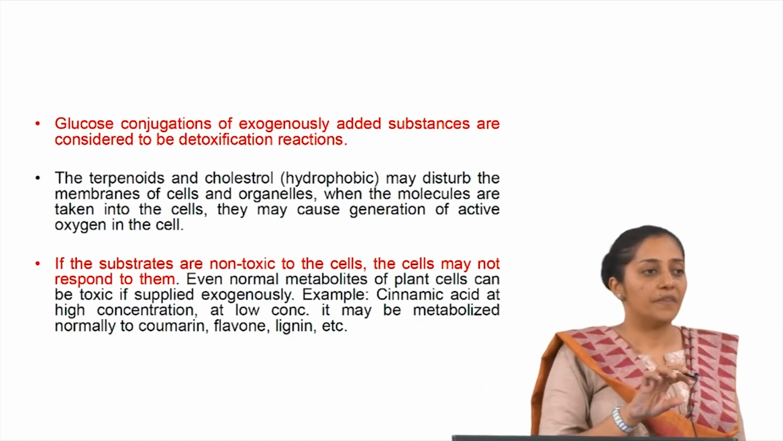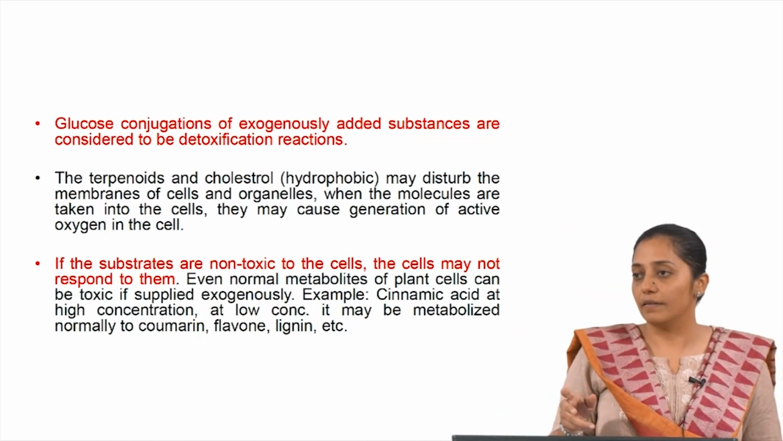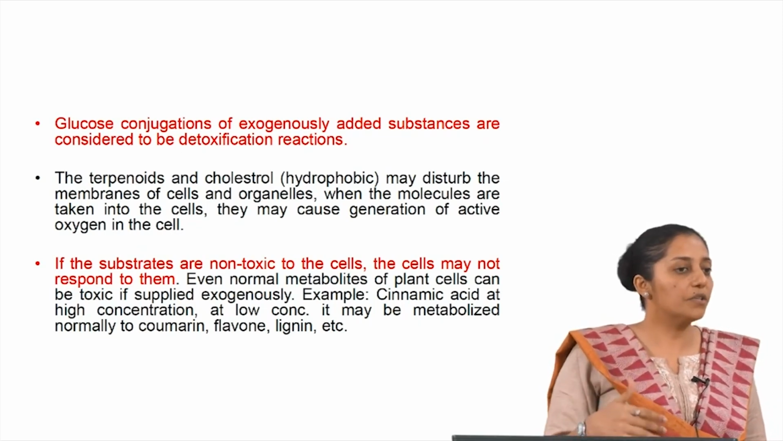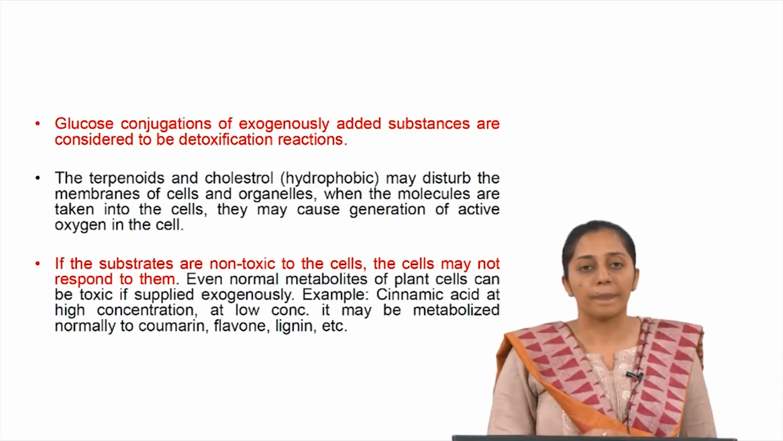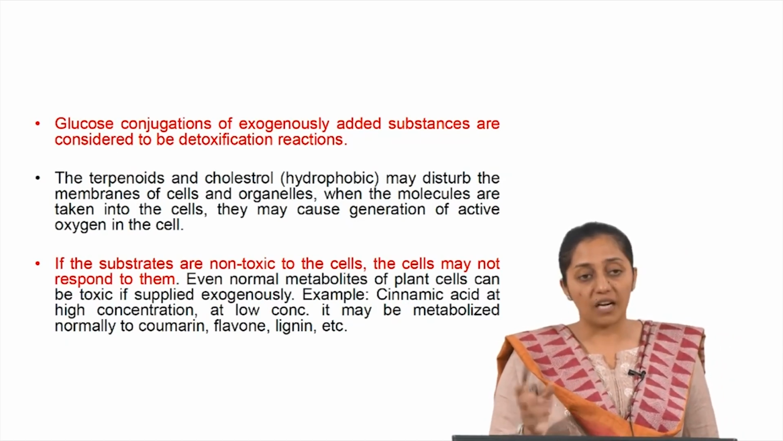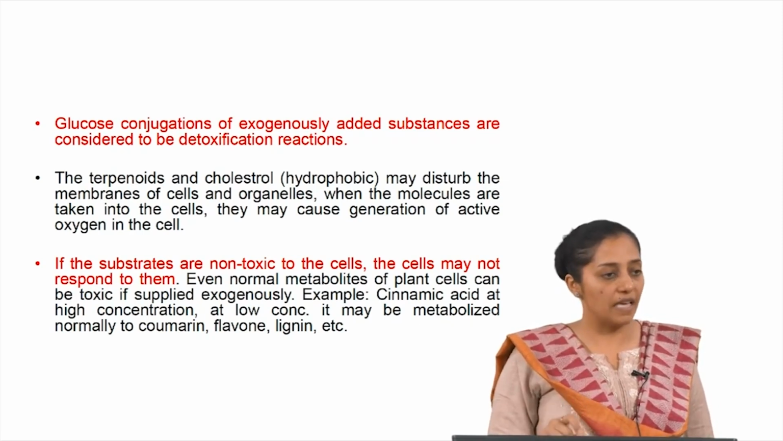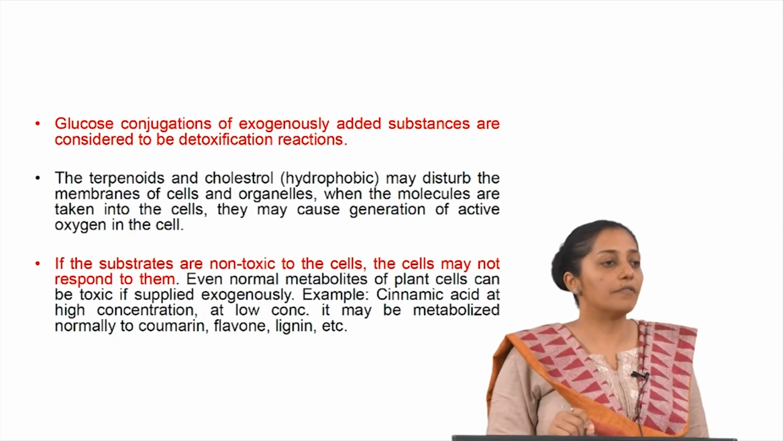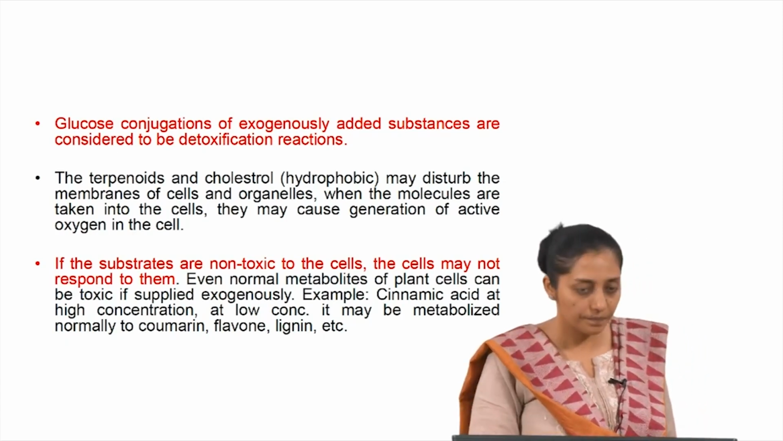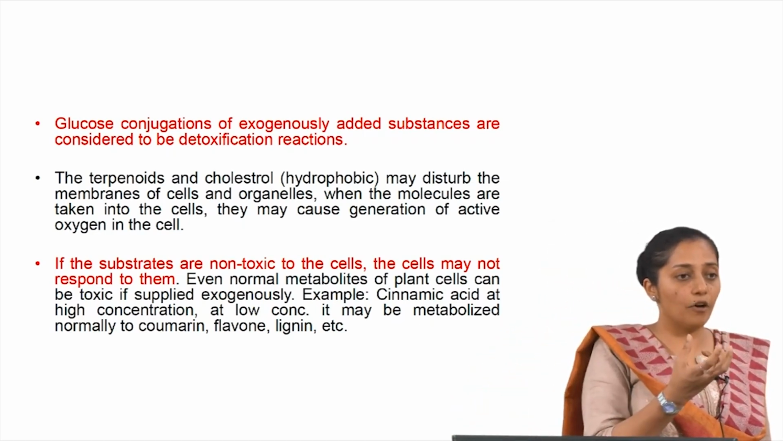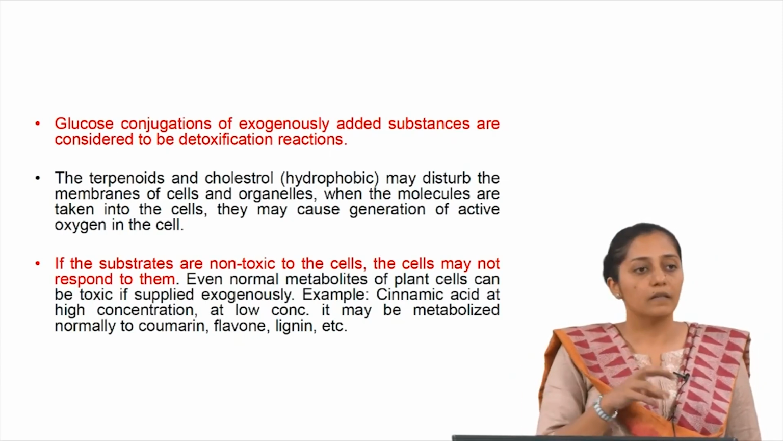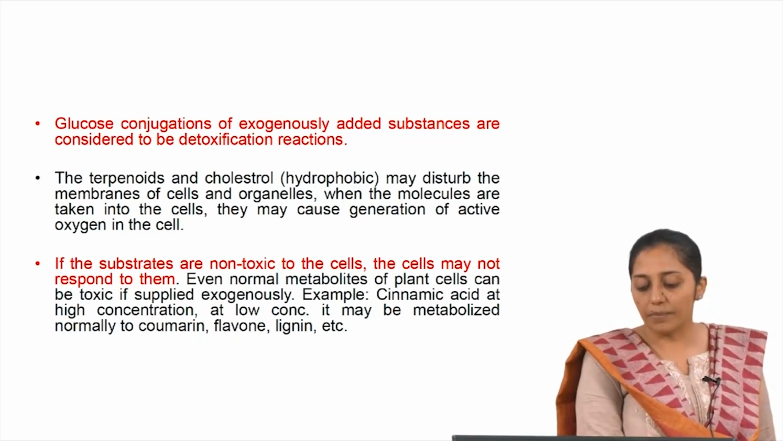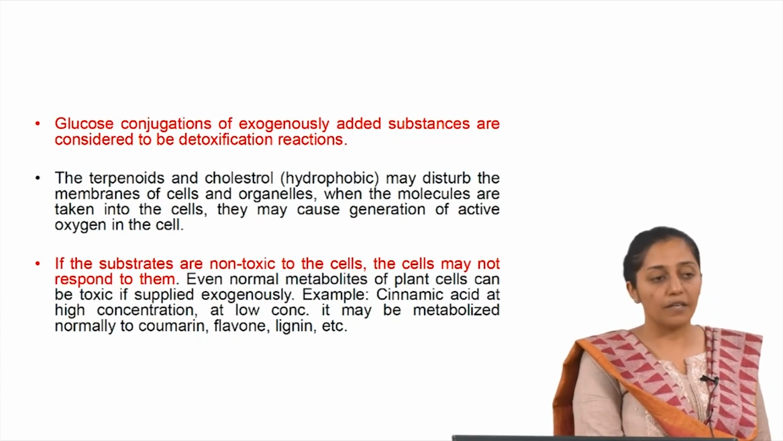So, if glycosylation is needed, so then glucose moiety addition is needed, then plant cells can be used as biotransformants. The terpenoids and cholesterols, which are hydrophobic, may disturb the membranes of the cells and organelles when the molecules are taken in the cell directly. So, they may cause generation of reactive oxygen species in the cell. Therefore, when these kinds of substrates are given, the cell would glycosylate them, or add the glucose moiety, to detoxify. If the substrates are non-toxic, the cells may not respond to them.